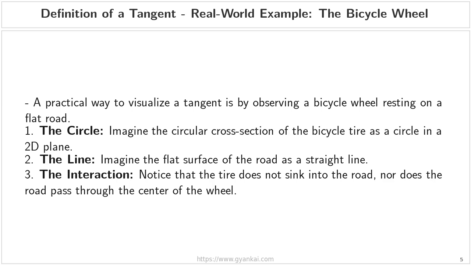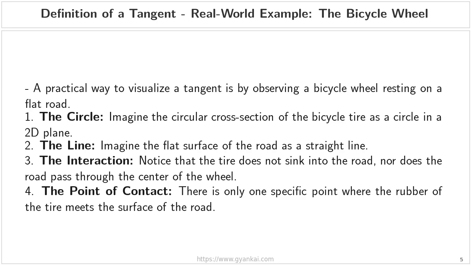Now, observe the interaction between the two. Notice that the tire doesn't sink into the pavement, nor does the road cut through the middle of the wheel. It doesn't pass through the interior of the circle like the secant we discussed in the previous slide. Instead, look closely at the very bottom of the tire. There is only one specific, tiny point where the rubber of the tire meets the surface of the road. This is our single point of contact.